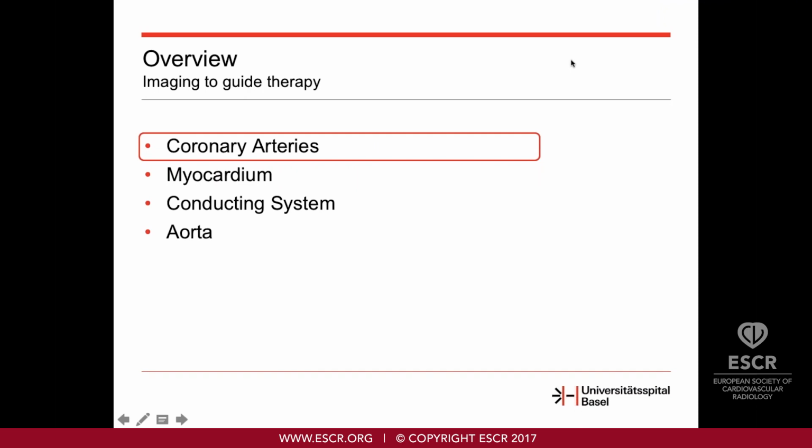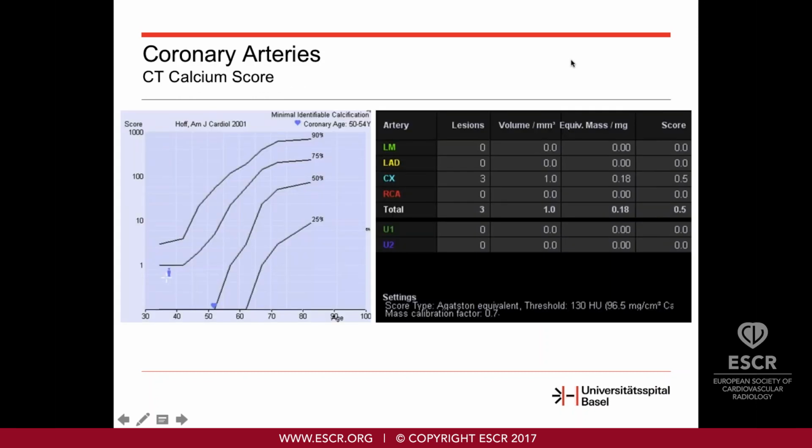My presentation will be structured as follows. First, I would like to talk about coronary arteries rather briefly, because there will be a separate webinar dedicated to imaging coronary arteries. Then I will talk about myocardium. This is the largest chapter because we have really strong tools to characterize myocardium and to guide treatment. Then I will talk about the conducting system, the topic arrhythmia, and then about the aorta.